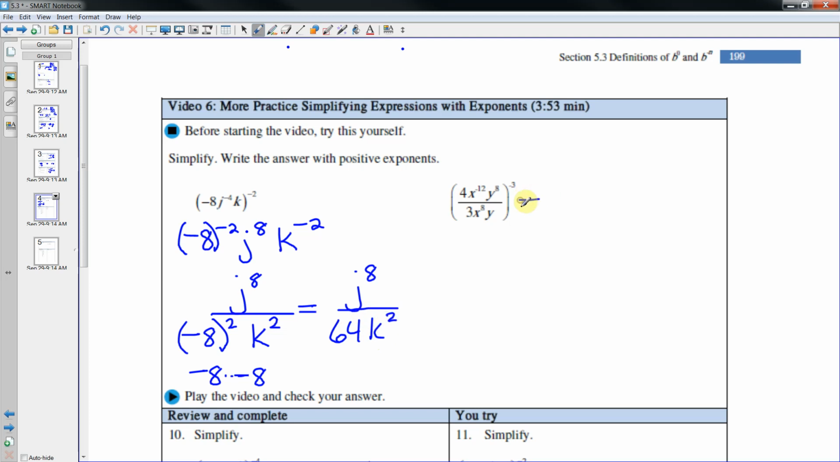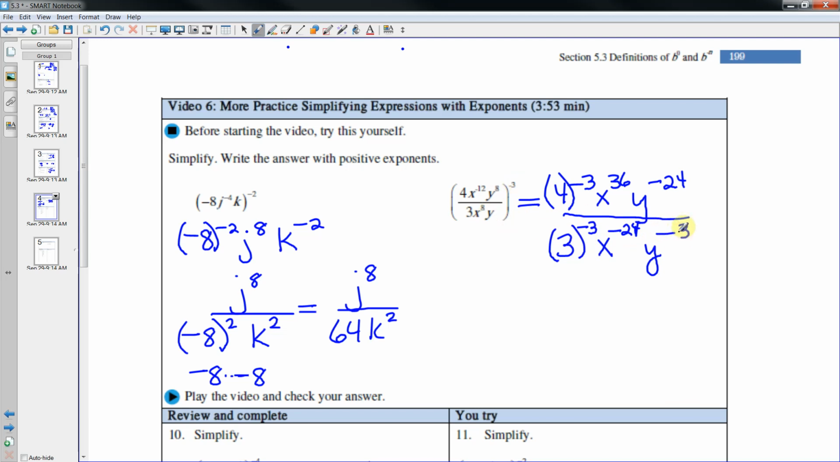Okay, let's do this next one. We've got a 4 to the -3. We've got an x, that's a -12 times a -3, which is +36. And then for my y, that's a +8 times a -3, -24. So don't forget your positive and negative rules on these. Then I've got 3 to the -3. I should have put this 4 in parentheses. And then I've got x to the 8 times -3 is -24. And then y to the -3 because there's a 1 with that.